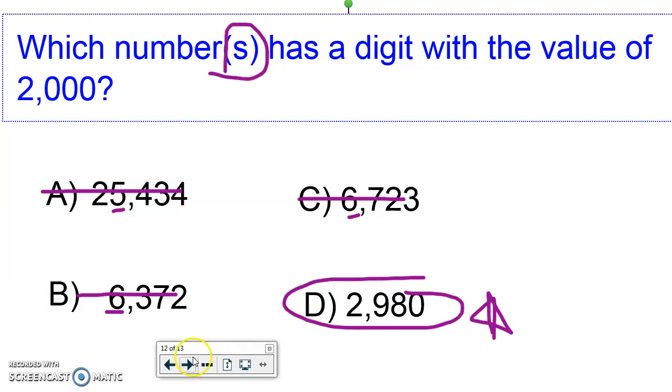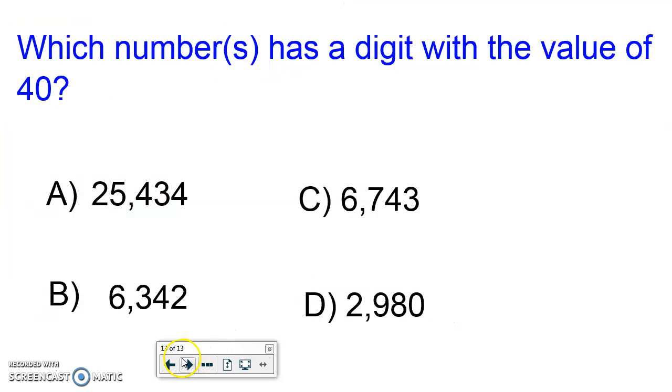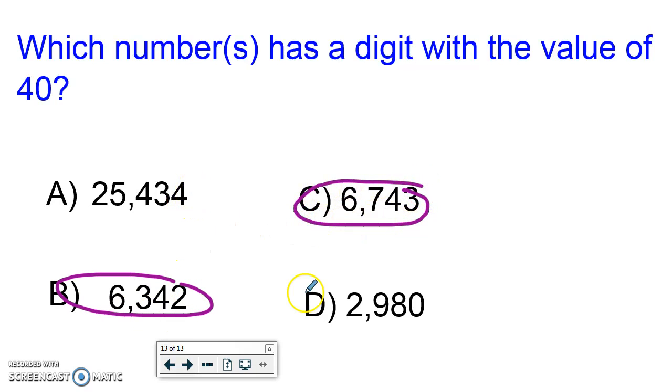Yay. I'm almost out of time. I only have 15 minutes. All right, last one. Pause it. Read the question. Here's your correct answer. C, B. There were 2 answers. Awesome. 15 minutes is up. Good luck. Bye.